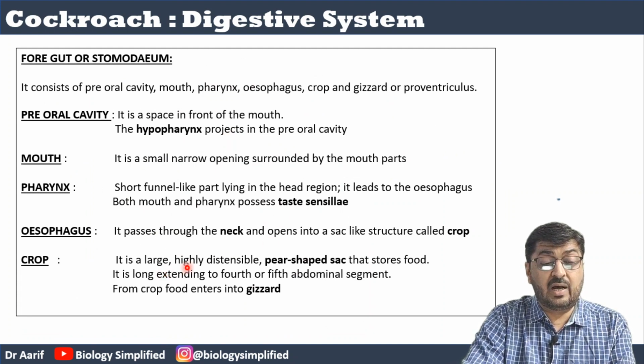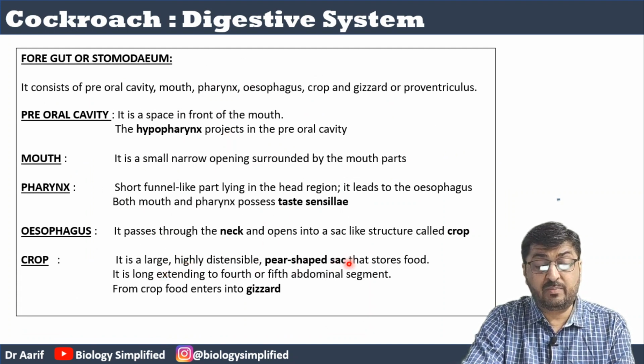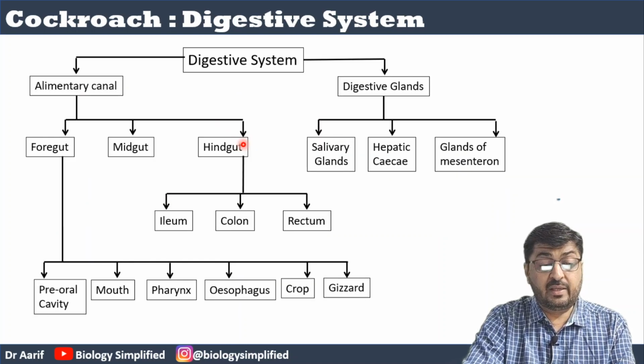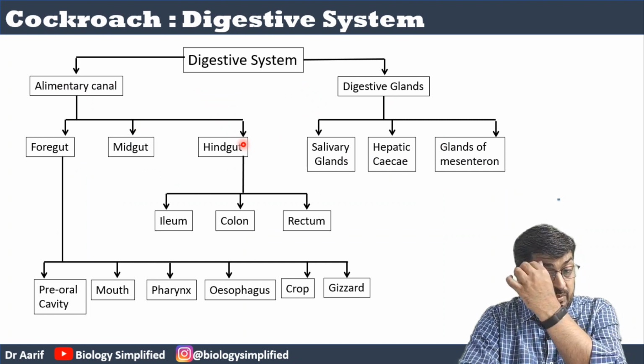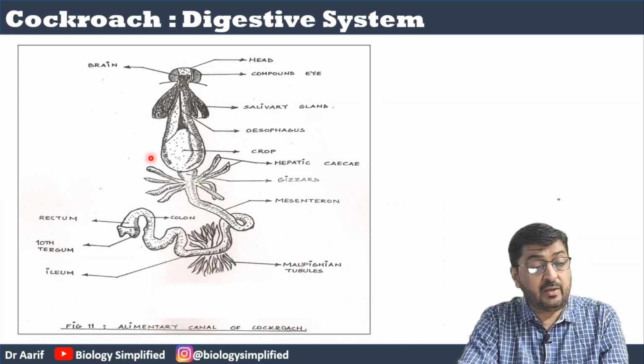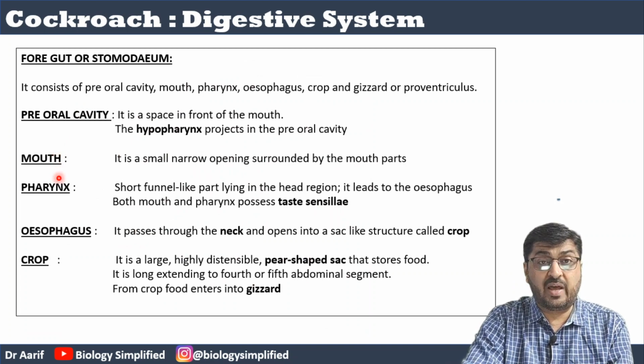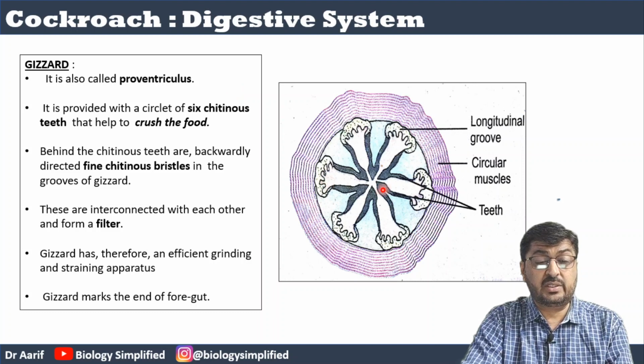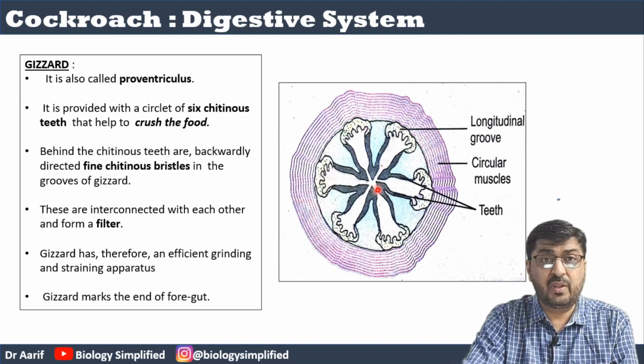The crop is a large, highly distensible, pear-shaped sac that stores food. That's it. A pear-shaped structure that is storing food. Nowhere is anything about digestion written. That is going to happen in the gizzard and the midgut. So we have the pre-oral cavity, mouth, pharynx, esophagus and crop. Now the gizzard. This is a cross section which is passing through the gizzard.